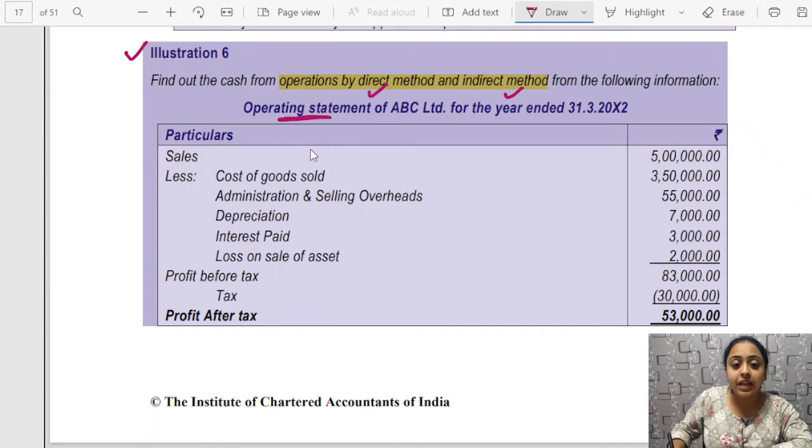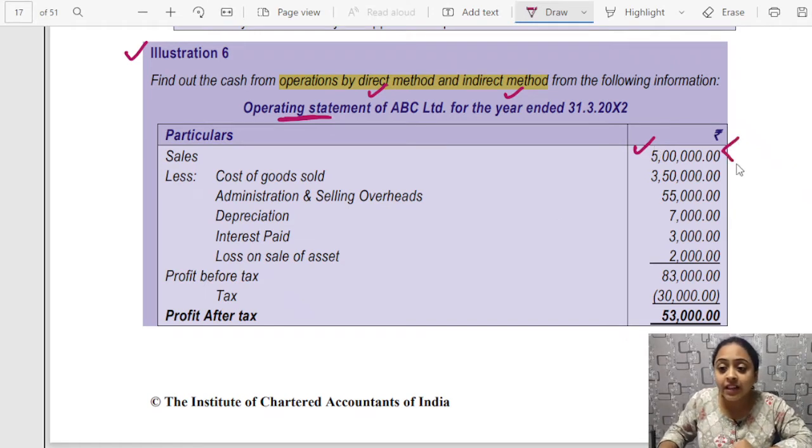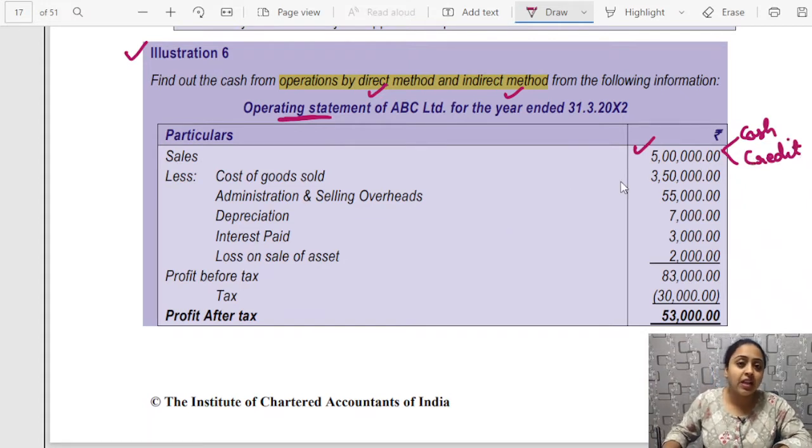Okay, sales is 5 lakh, but this is the accrual system, and for the cash flow statement we have to reach a cash sales figure. Okay, so this might have both cash and credit, so you have to bifurcate on the basis of further information and see what the cash sale is. Okay, and that will be included in the cash flow statement.